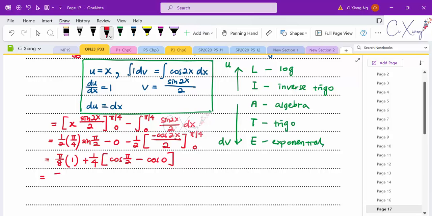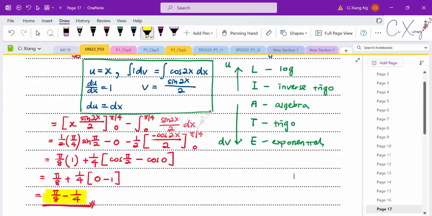Then again, further simplify our answer. What is the value for cos pi over 2? It should be 0. What is the value for cos 0? It is 1. This is what we have: pi over 8 minus 1 over 4. I will keep my answer in this form, so that it is the exact area for the shaded region shown in the diagram just now.